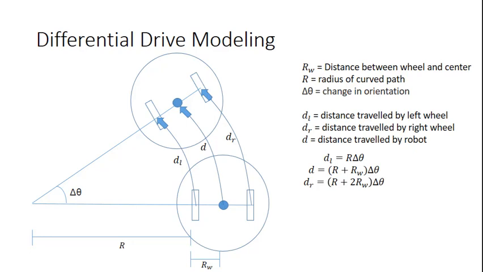So if you look at dl, you can see it is equal to r times delta theta. So this r is the overall radius of the circle, and then we have this delta theta, that's the angle of the arc that we're moving on. And if you look at d, it's the same formula, but the radius value is a bit larger. The reason is that the reference point is farther away from the center of the circle than the left wheel is. So we have to actually add this RW value, the distance between the left wheel and the reference point. And then it's a similar thing with dr. dr is even further away, so we actually have to add 2RW to the radius for this formula.